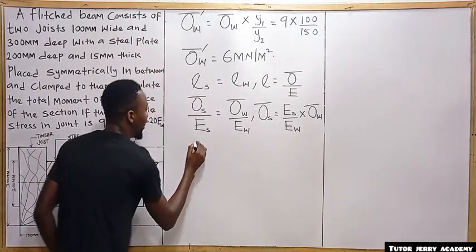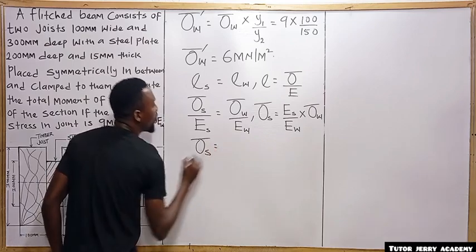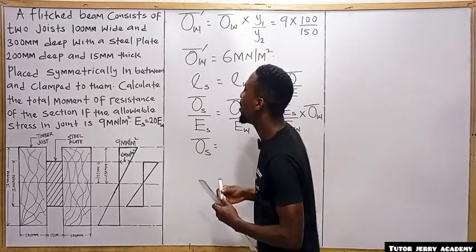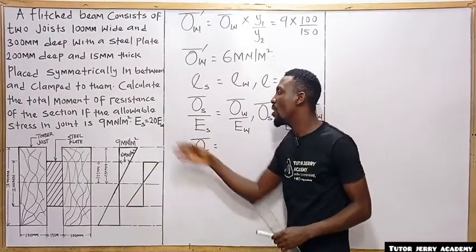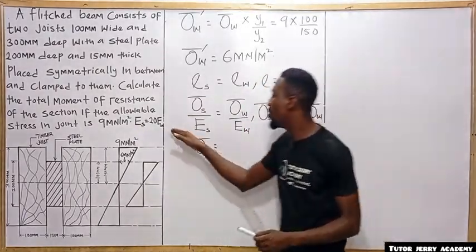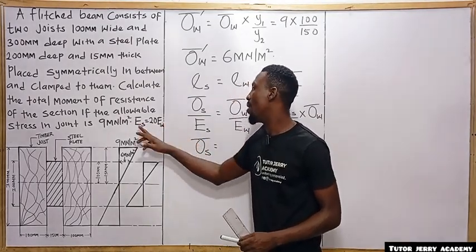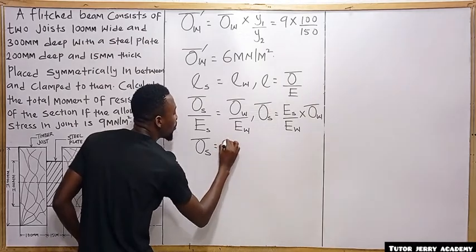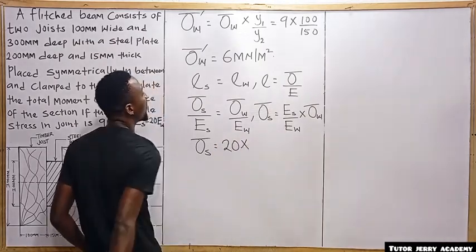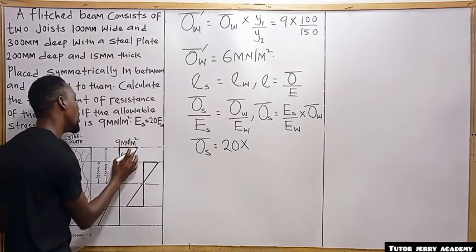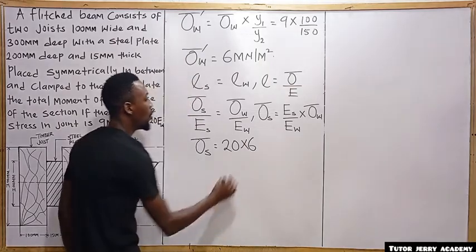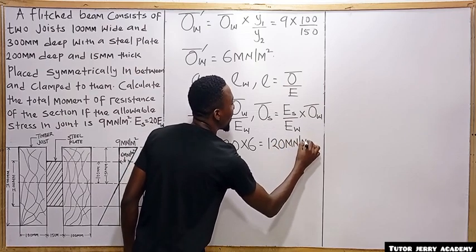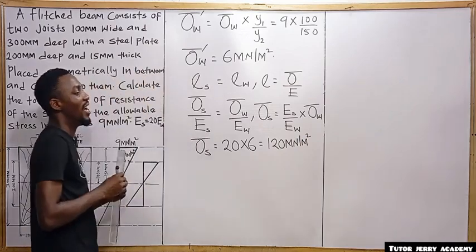So the stress in the steel will be equal to the modulus in the steel over the modulus in the wood, multiplied by the stress in the wood. Don't forget, we are given the modulus in steel to be equal to 20 multiplied by the modulus in the wood. So if we divide both sides by the modulus in the wood, the modulus in the steel over the modulus in the wood is equal to 20. So we have 20 multiplied by the stress in the wood, which is 6. This will be equal to 120 mega Newton per meter squared. I hope that is well simplified.